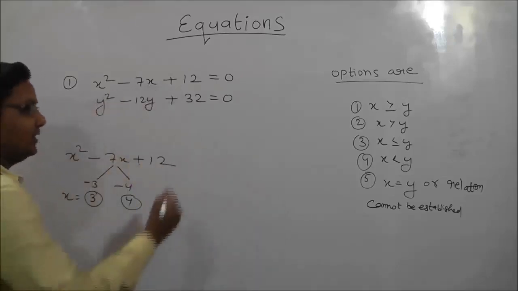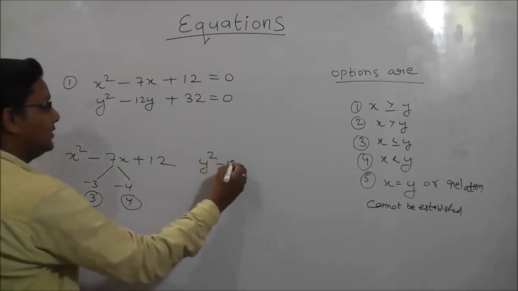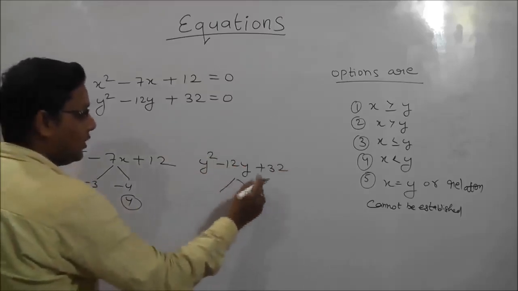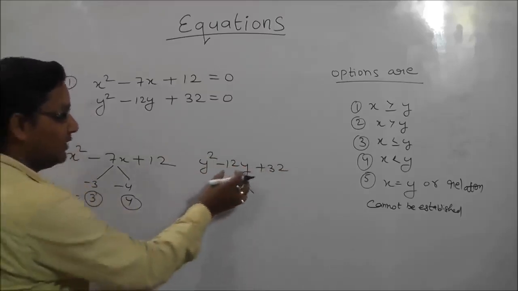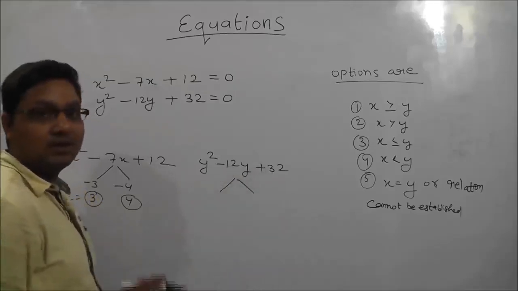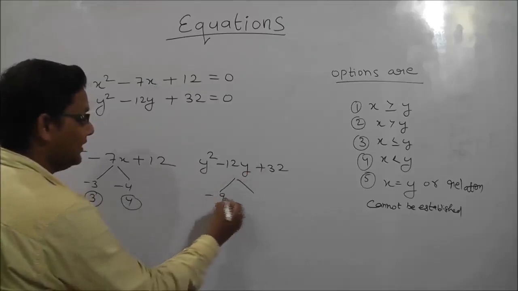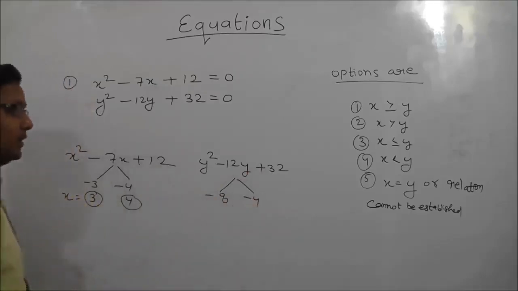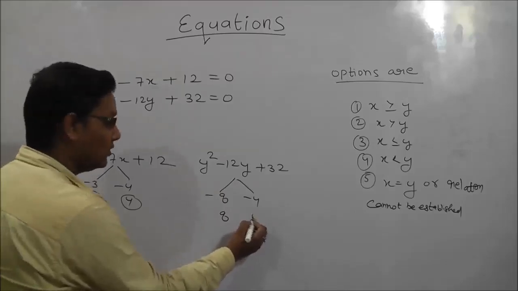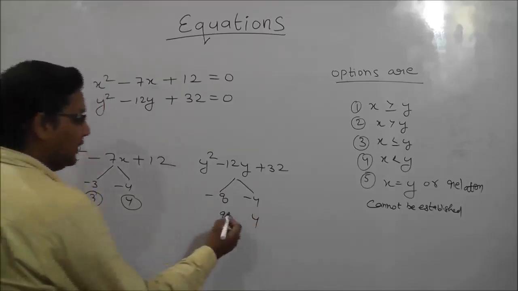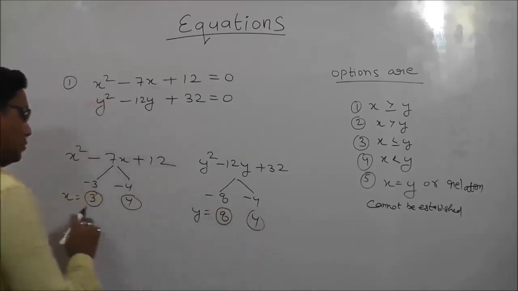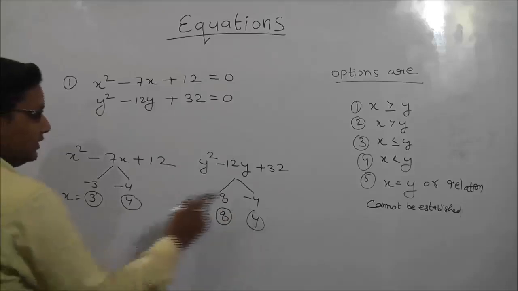Now take the second equation, y square minus 12y plus 32. How to divide minus 12 to get a multiplication of 32? Divide it in 8 and 4, so minus 8 and minus 4. What is the opposite of minus 8? 8. And what is the opposite of minus 4? 4. So 8 and 4 are the values of y. So 3 and 4 for x, and here 8 and 4 for y.